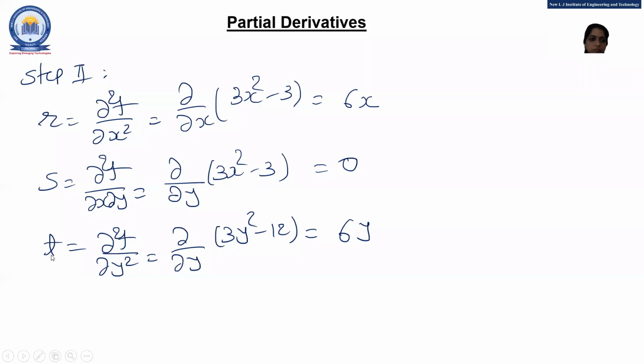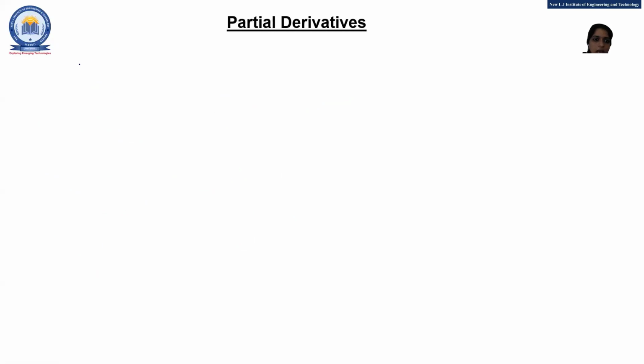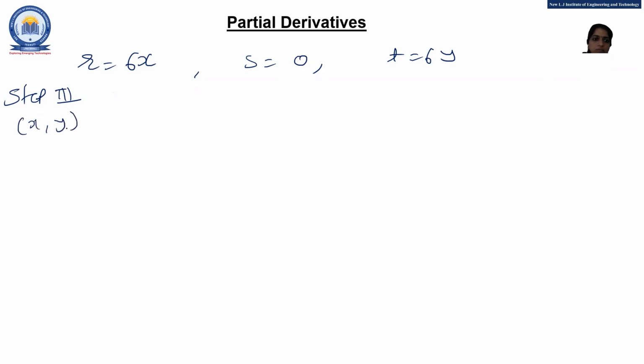Now here R is what? 6x, S is what? 0 and T is 6y, right? Now step 3. There are 4 stationary points. So I'm keeping again one table, that is xy. Here R, S, T. This is RT minus S square. And the last one is conclusion, right?